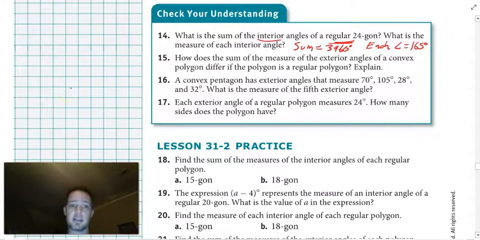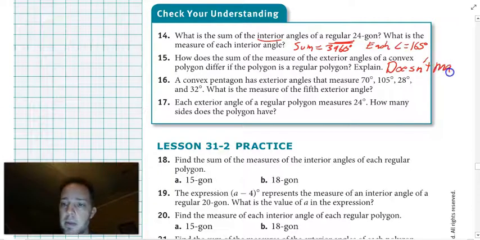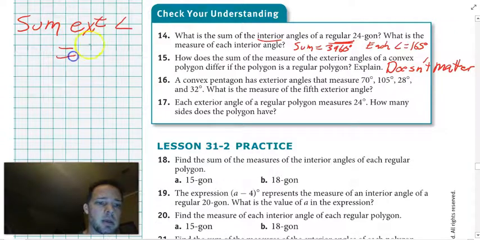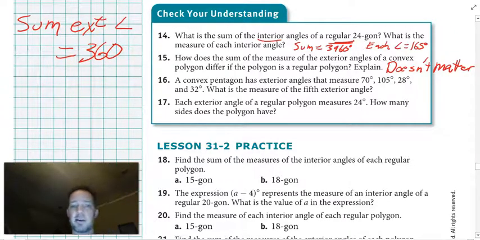So number 15 says, how does the sum of the measure of the exterior angles of a convex polygon differ if the polygon is regular? So for the exterior angles, remember, it doesn't matter what kind of convex polygon it is, whether it's regular or not regular, the sum is always 360. It doesn't matter. There's not even a formula or anything. Doesn't matter if it's regular or not regular. The sum is always 360 degrees. And that's what we were exploring on the GeoGebra there.